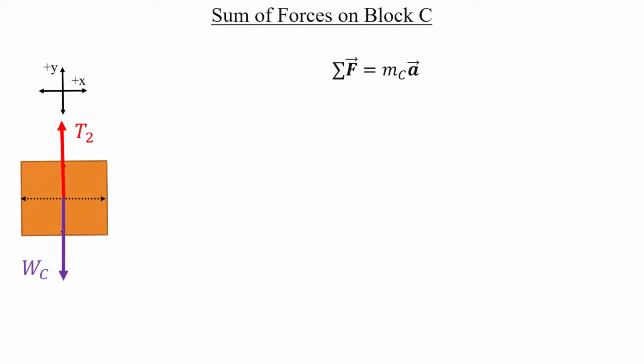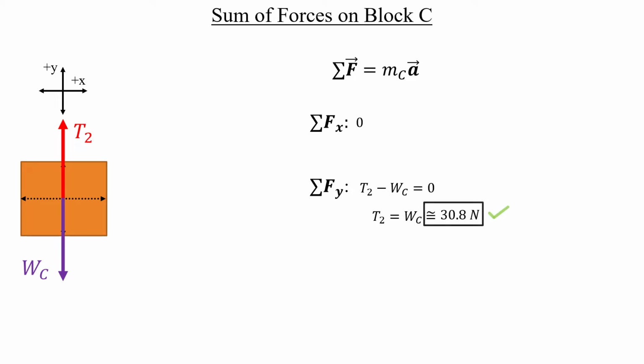Okay, here's our other block. The sum of forces in the x direction is, of course, 0, because this one only moves up and down. And we get a nice expression in the y direction that tells us, hey, if you move the weight of block C over, tension 2 is equal to the weight of block C. And this is that 30.8 newton value from the previous slide. So part C is now done.